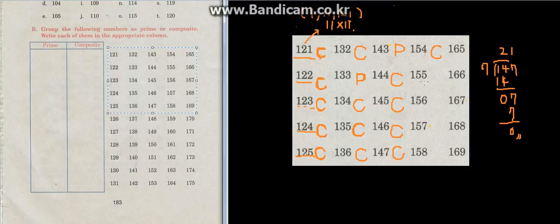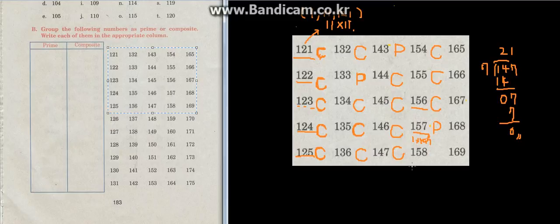And how about 155? This number ends with 5, which means it can be divided by 5, right? So it's composite number. And here 156, this number can be divided by 2, so it's composite number. Then how about 157? There's only two factors, right? It equals 1 times 157, so there's nothing more, so it's the third prime number.